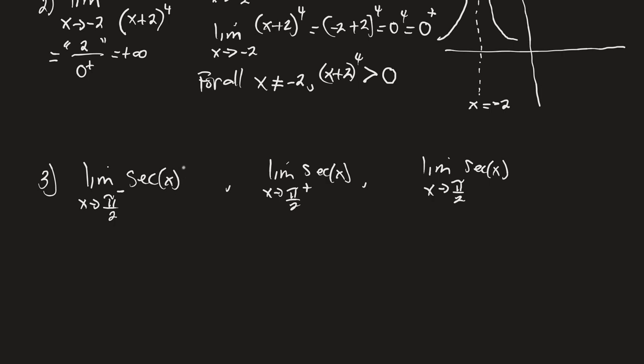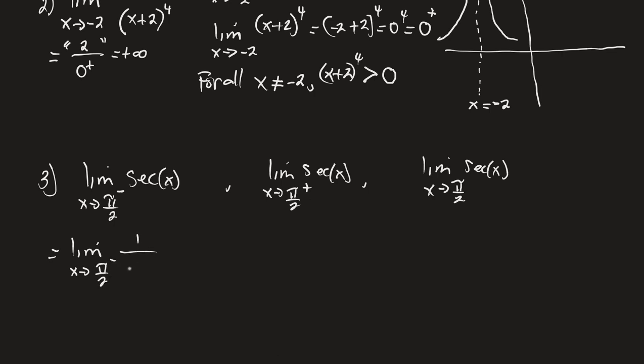Now the first thing is you look at secant and it doesn't look like it will give you 1 over 0 or 2 over 0, but we can rewrite this. Remember the definition of secant is 1 over cosine.